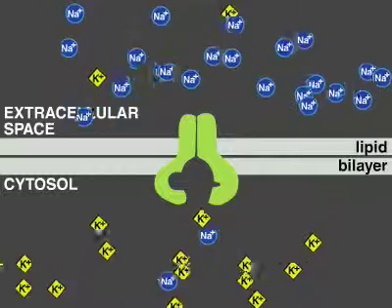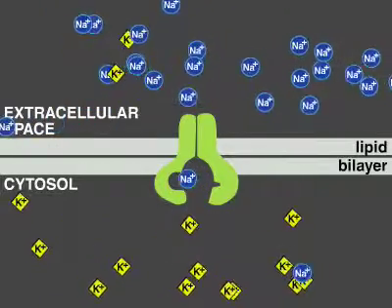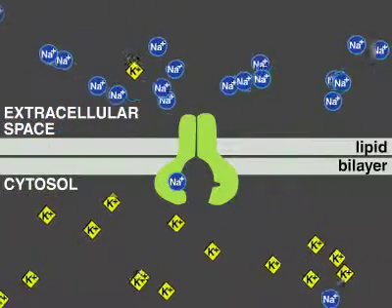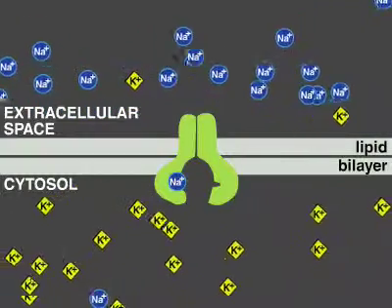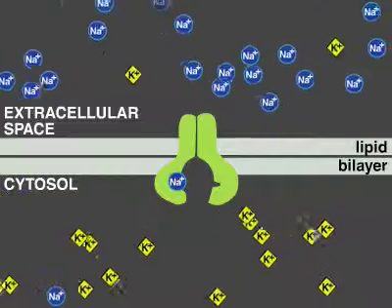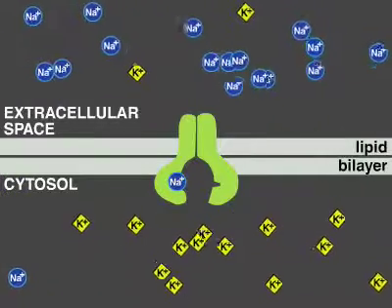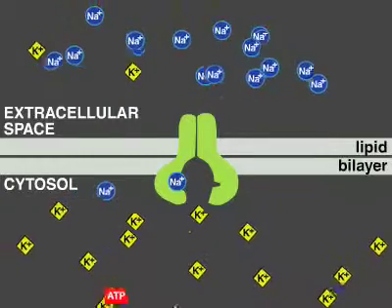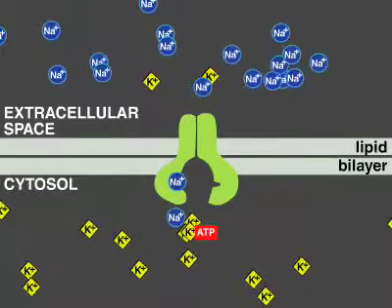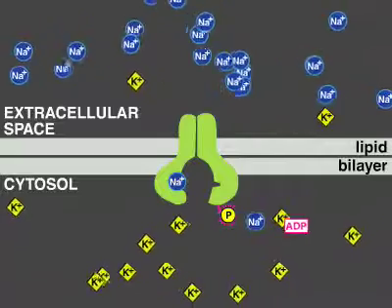To begin the pumping cycle, sodium ions enter binding sites on the cytosolic side of the pump. Although there are 3 sodium binding sites on this pump, for simplicity, only one is illustrated here. Pumping sodium against its concentration gradient requires energy, which is provided by cleaving ATP. ATP transfers a phosphate group to the pump in a high-energy linkage.